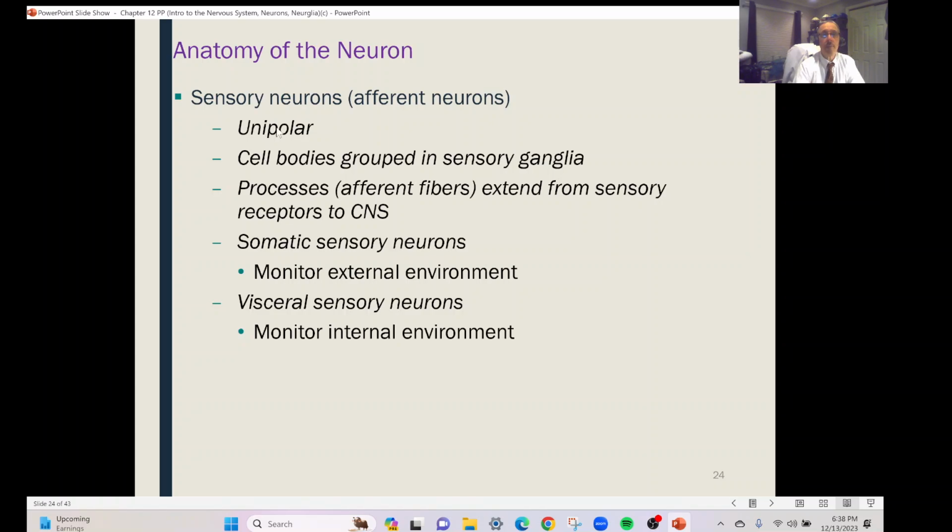If we were to look at these under the microscope, they would be unipolar. Now, the cell bodies of these neurons actually don't live in the brain or the spinal cord. They live just outside in a ganglia. A ganglia is a cluster of cell bodies in the peripheral nervous system. So that's where we're going to find all of the cell bodies. The processes, the afferent fibers, extend from the sensory receptors to the central nervous system.